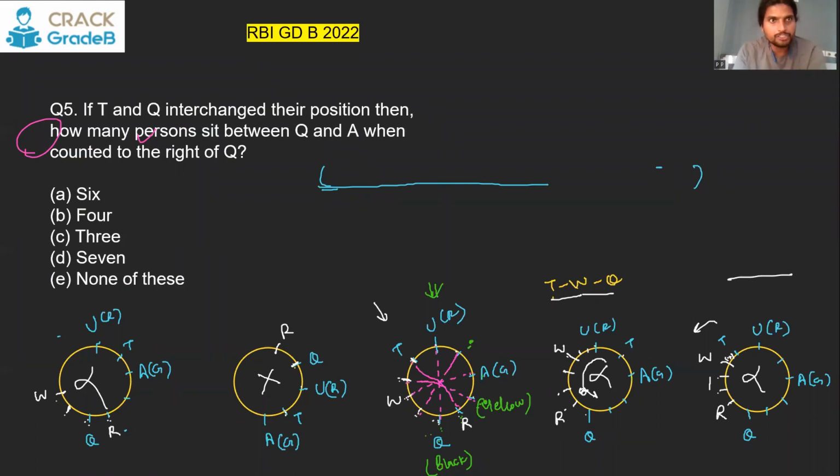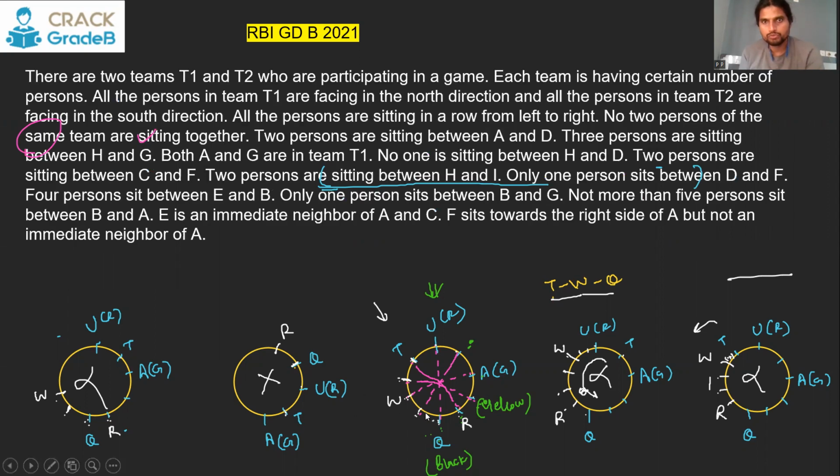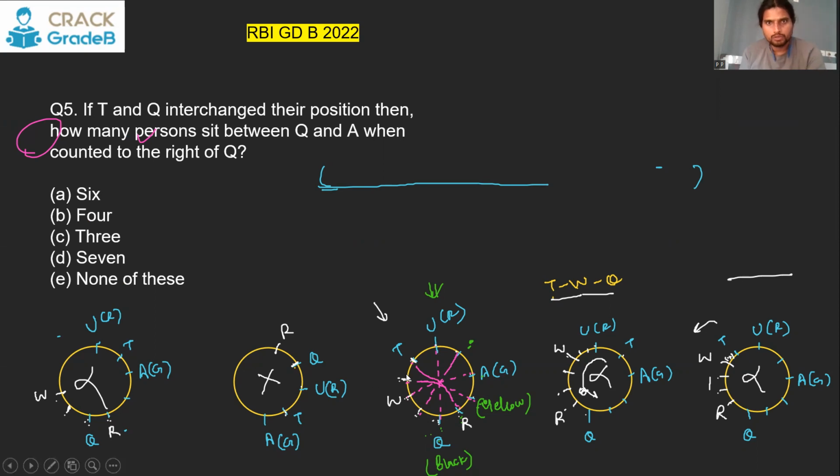If T and Q interchange the position, then how many persons sit between Q and A when counted right of Q? That means right now we have to count on the right of T. And we have to see how many persons sit between T and A on the right side. 1, 2, 3, 1, 2, 3, 4, 5, 6. There are 6 persons between T and A on the right side. So when Q takes the position of T, there will be 6 persons. So option number A is the answer.